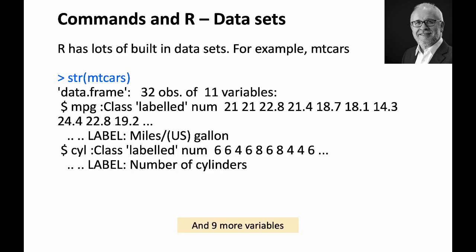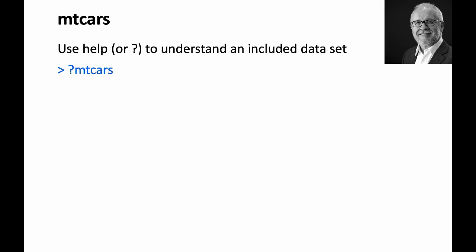So if I do str, it tells me what's in the data, and I've just shown you the top two here. There's another 9 sets of information further down the page. It tells me it's a data frame. We're going to talk more about data frames in a moment. There are 32 observations on 11 variables. The first of those variables is mpg, which is miles per gallon, and it shows you the values. The next one is cylinders, which is to do with how many cylinders the car has. 6, 6, 4, 6, 8. Those are the number of cylinders. And we're going to see more about this data set in a moment.